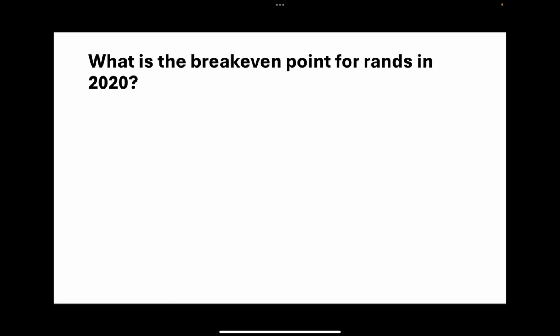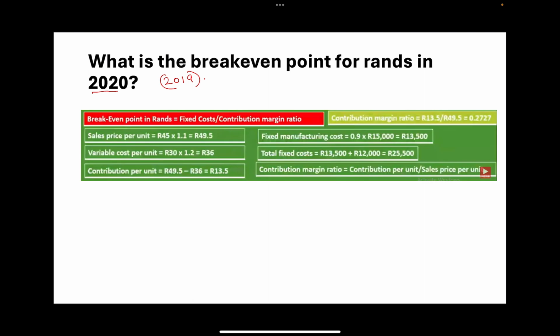Now coming to the final part, what is the break-even point for RANs in 2020? So the situation has changed. Earlier we calculated the break-even point for 2019. Now we need to calculate the same values for 2020. So what was the change? Selling price got increased by 10%, 1.1 times, so it has become 49.5. And variable cost per unit has increased by 20%, that is rupees 36, and contribution per unit is 49.5 minus 36, so this is your new contribution per unit.